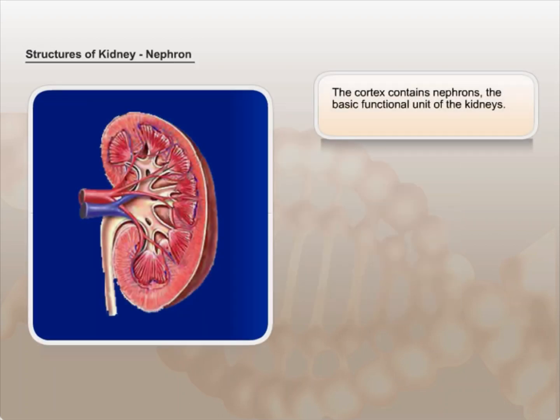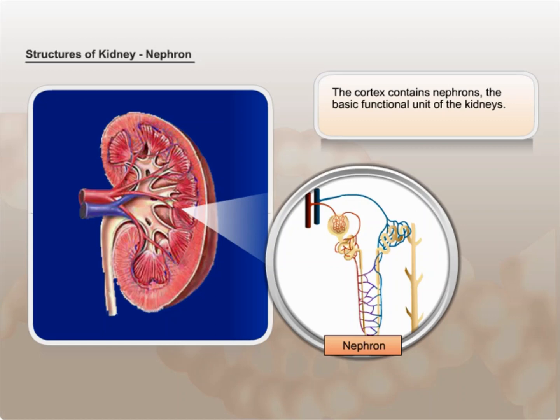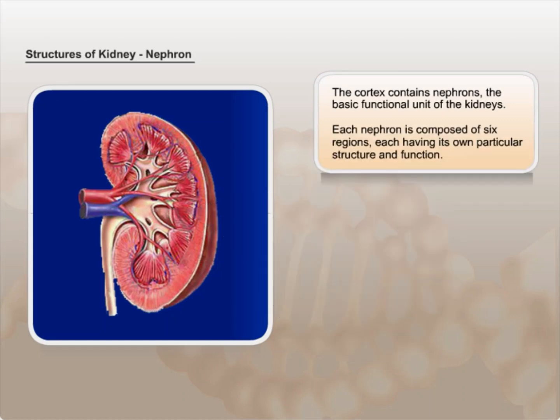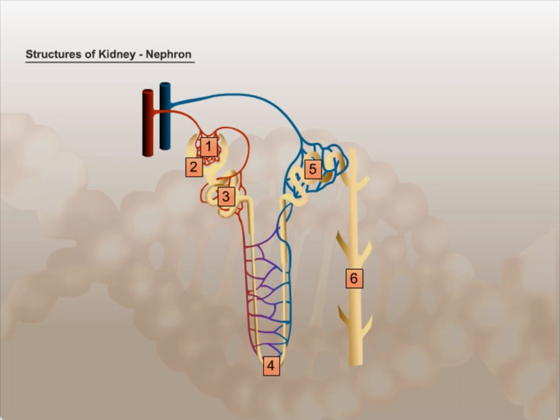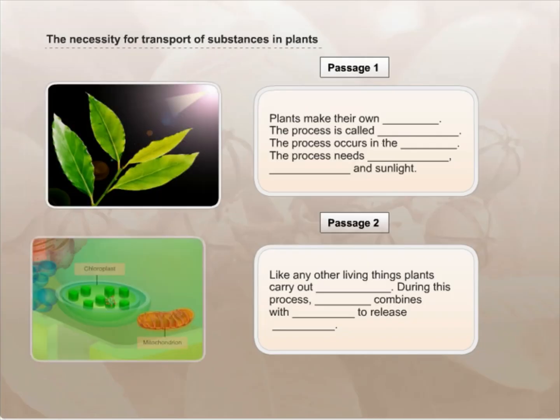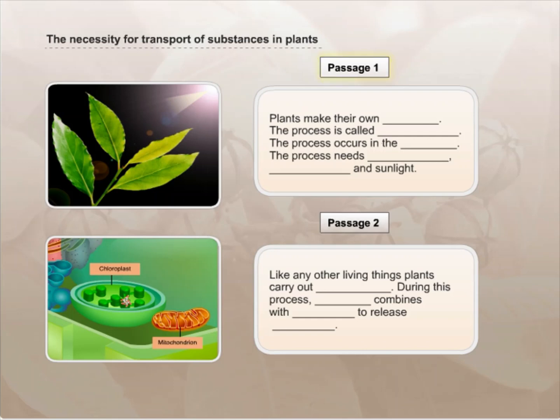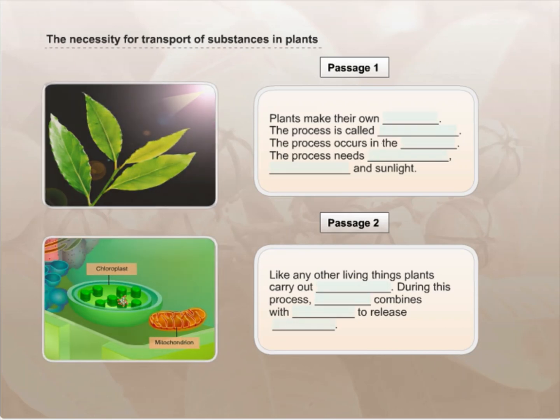The cortex contains nephrons, the basic functional unit of the kidneys. Each nephron is composed of 6 regions, each having its own particular structure and function. Mouse over to know the names of these regions. You are given 2 passages, Passage 1 and Passage 2. For each passage given, observe the animations. Drag and drop the appropriate labels into the blanks given.